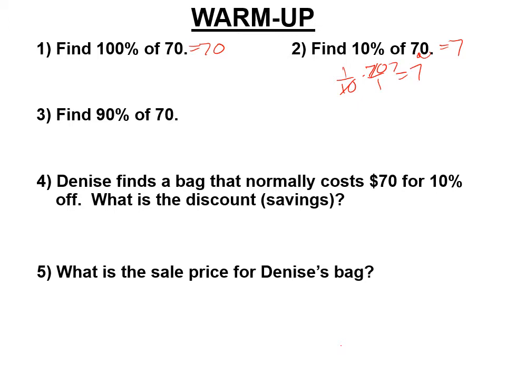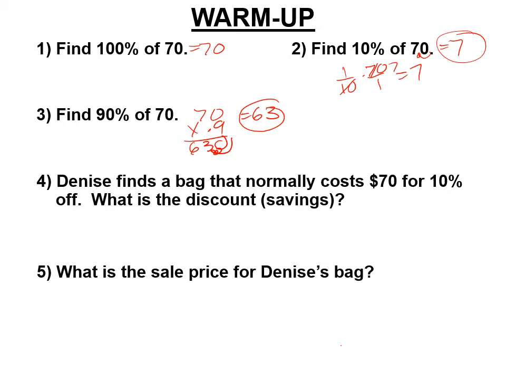90% of 70 would be 70 times 0.9. 9 times 7 is 63. Or, notice you could do 70 minus the 7, because we've learned how to subtract percents, right? 90% is the 100% minus the 10%.